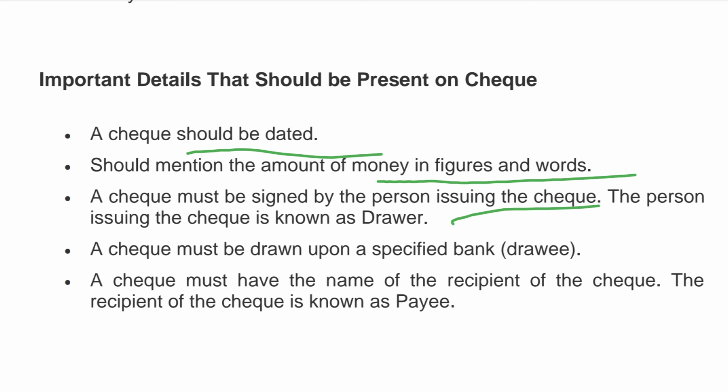A check must be drawn upon a specified bank, the drawee, so a check should be drawn on a specified bank like ICICI, SBI, as we already discussed. A check must have the name of the recipient of the check, so the name of the payee should be mentioned in the check. The recipient of the check is also known as the payee, as we already discussed.